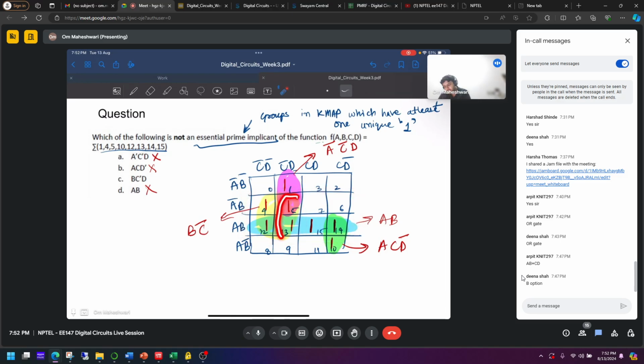So they're saying this group, is this group an EPI, essential prime implicant? No, because if we make this group, it already has ones which are already shared with other groups. It has no unique one. So not an essential prime implicant, your answer is option C. Rest all are essential prime implicants. Is this clear? What are essential prime implicants? Just mark that one also.